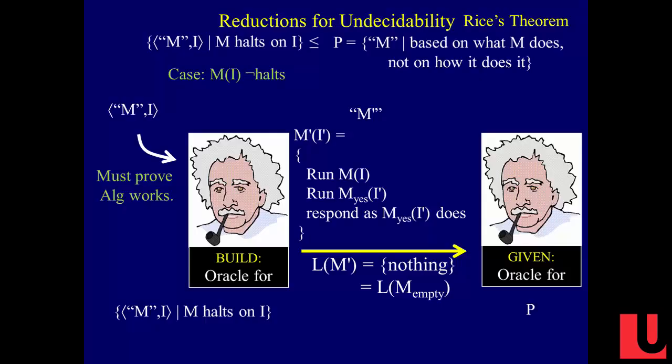Okay, so when you said M runs forever, what does M prime do? What M prime is doing is running M on I. So if M runs forever on I, then M prime runs forever on its input. It's not saying no, it's running forever, which means that it's not in its language. So it doesn't really matter about the input then? Yeah, no matter what the input is, it runs forever. And so what does M prime accept? It accepts nothing, right?